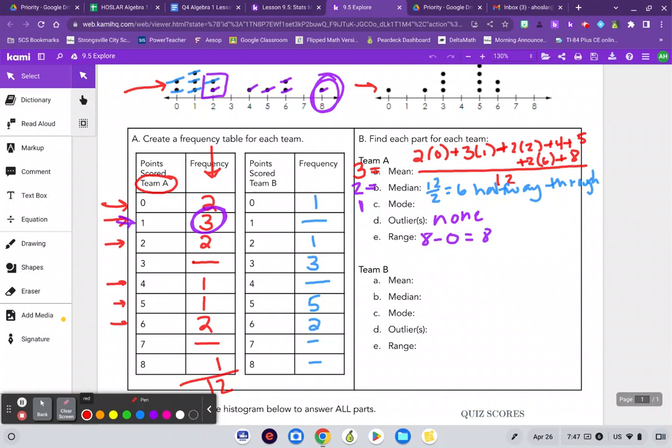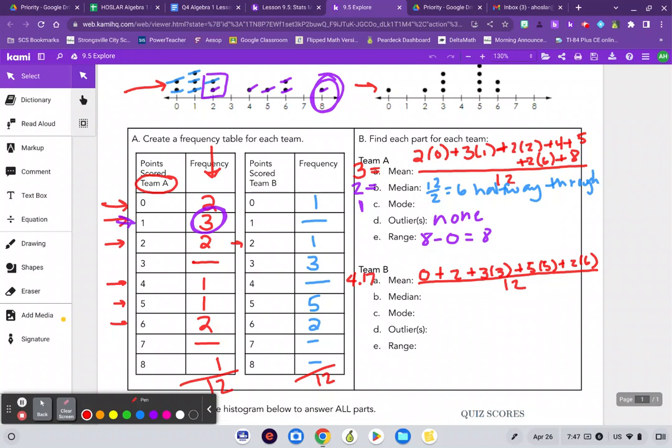So I'd run through and do the same thing for Team B. For my mean, I have 0, there's one of those. There was one game where I scored a 2, and there were 3 games where I scored a 3, and there were 5 games where I scored a 5, and there were 2 games where I scored a 6. And that's it. There were a total of 12 games. If I total this up, I get 12. If I count my dots, I get 12. The direction said 12. And so when I do this calculation, I get 50 divided by 12, which is 4.17.